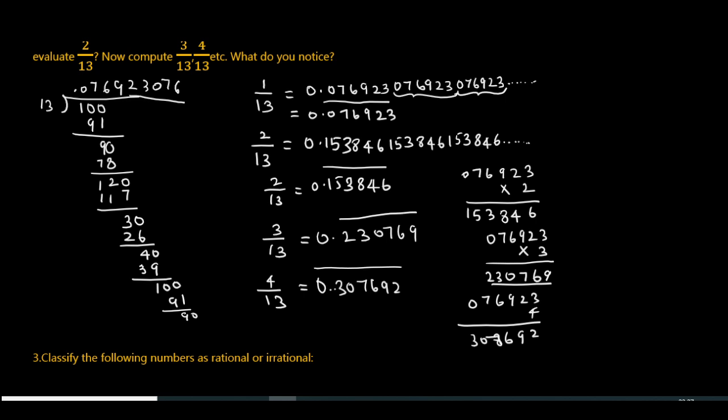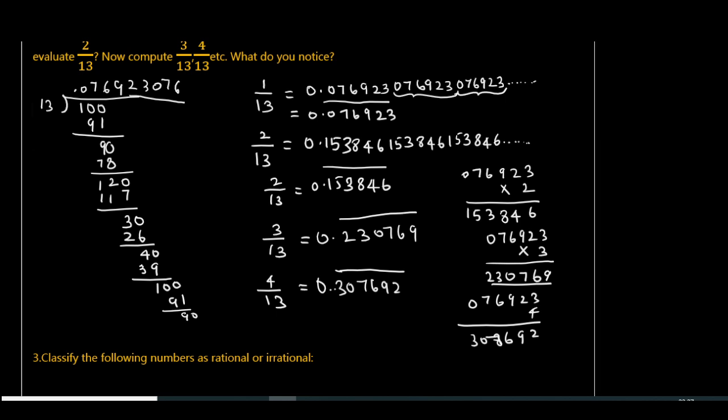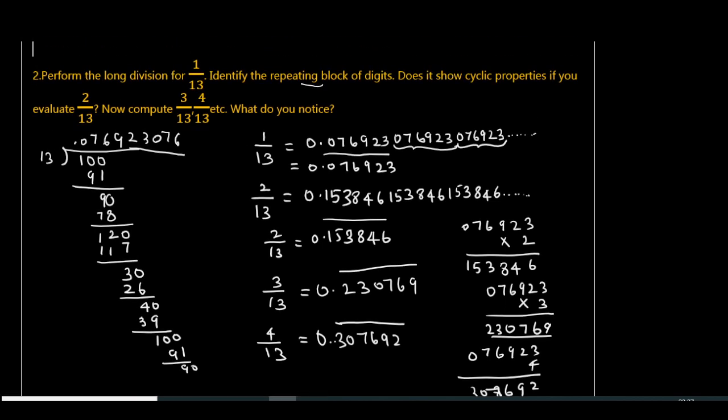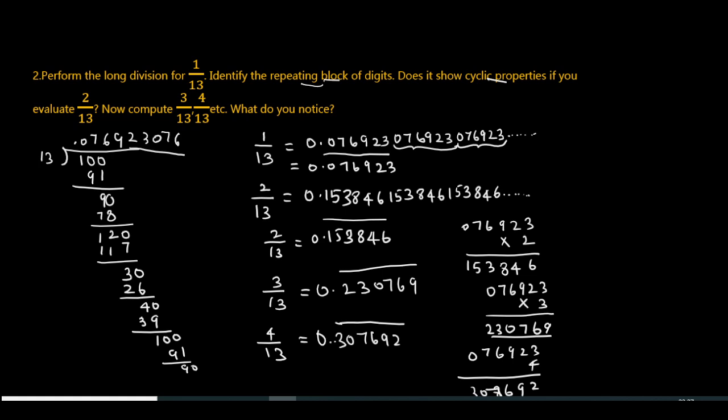Use your calculator and check it. These are the numbers repeated over here. The bar is not for 0, only for the decimals. So here we need to put the bar for the decimals. This one. Yeah. Okay. So we can see the blocks. We can see the repeating blocks and cyclic properties here.